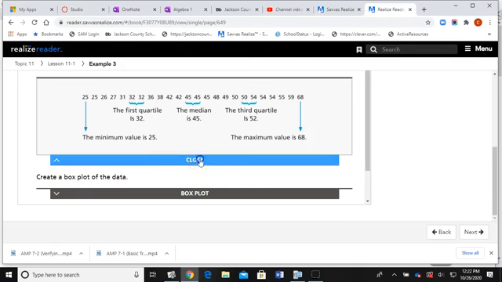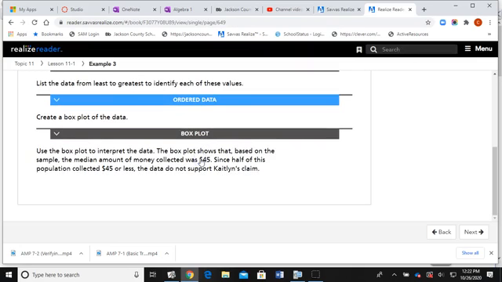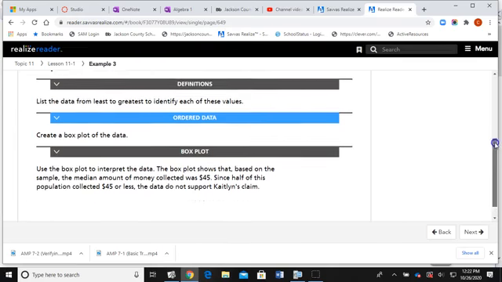All right. Use the box plot to interpret the data. The box plot shows that based on the sample, the median amount of money collected was $45. Since half of the population collected $45 or less, the data does not support Caitlin's claim. So if half of them gave $45 or less, is there a way half of them could give $50 or more? No, it doesn't. That doesn't make sense. Okay?